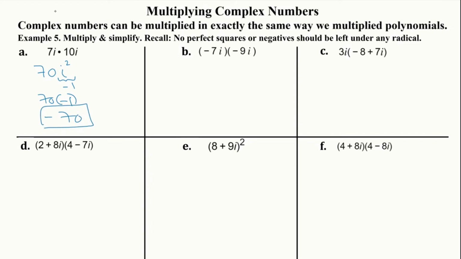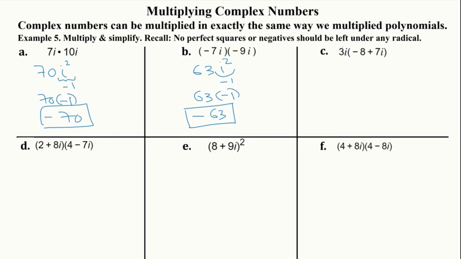Okay, -7 times -9, that's positive 63, and then we have i squared, right? Again, i squared is -1, so we get 63 times -1, which is -63.